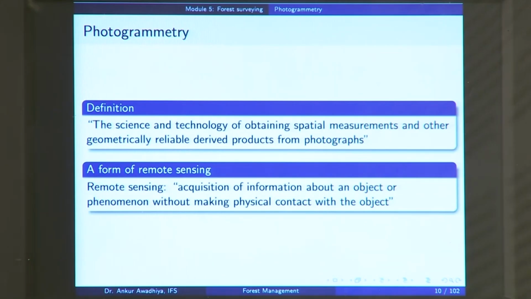So, you take photographs and you measure them to get an idea of the spatial locations or the spatial distribution of different objects on the photograph. It is a form of remote sensing or the acquisition of information about an object or phenomenon without making a physical contact with the object. So, what we are saying here is that because you are using photographs, and in the case of a photograph you are not touching the object.